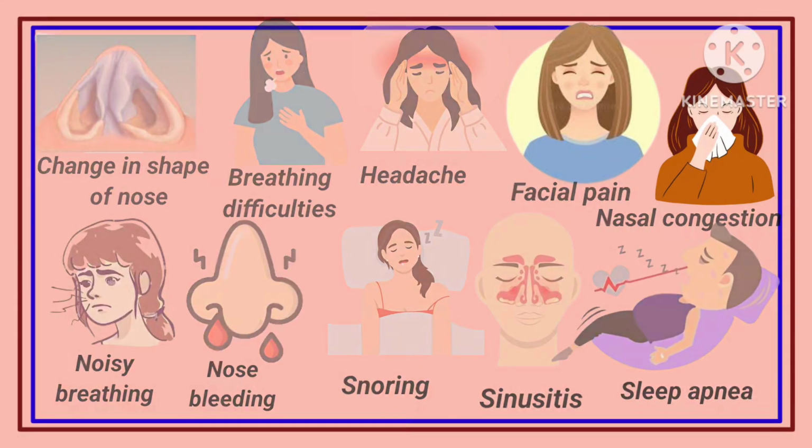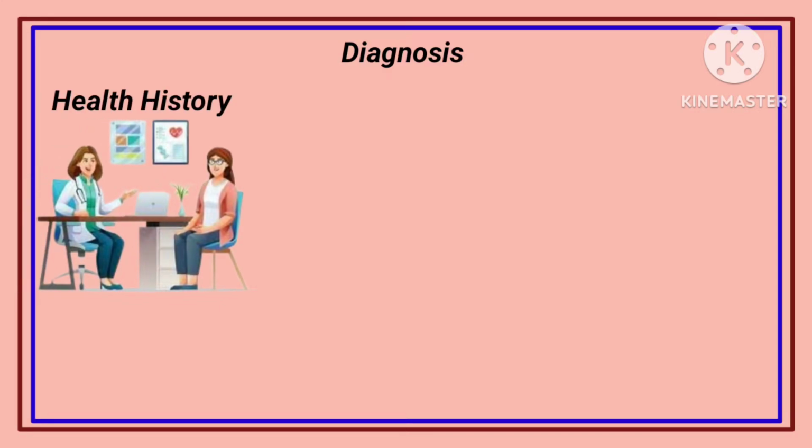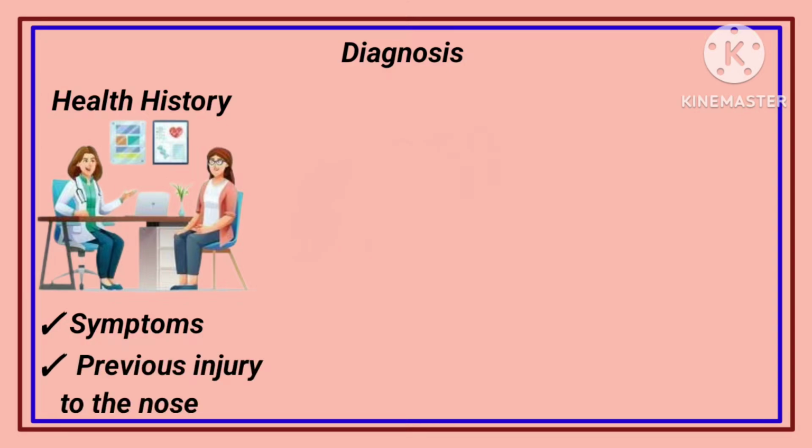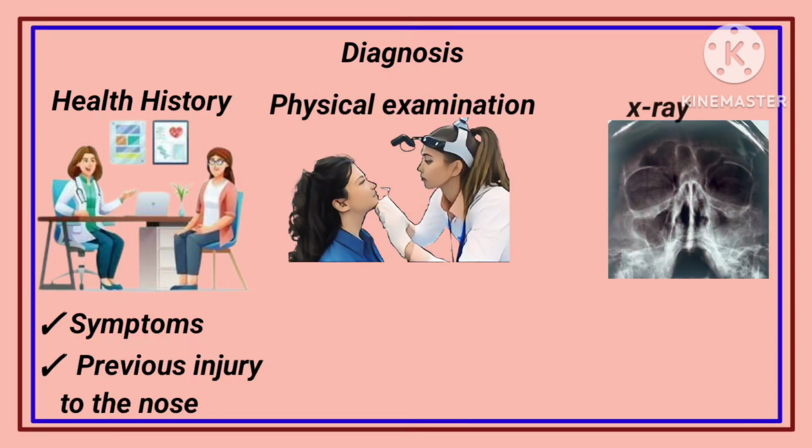and sleep apnea. A healthcare provider diagnoses a deviated nasal septum by taking a health history, by asking about the symptoms and previous injury to the nose, doing a physical examination, and using imaging scans like X-ray, CT scan or MRI.